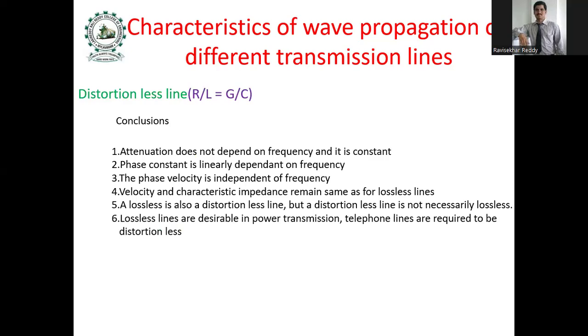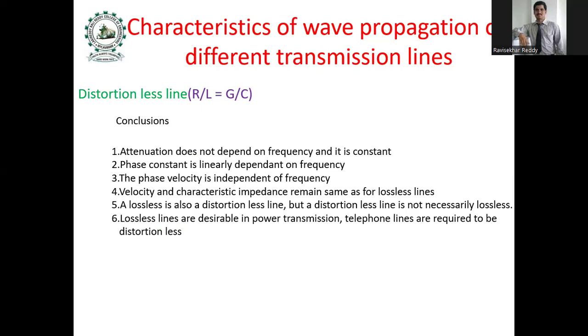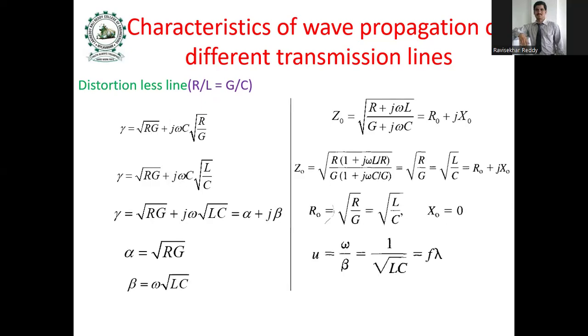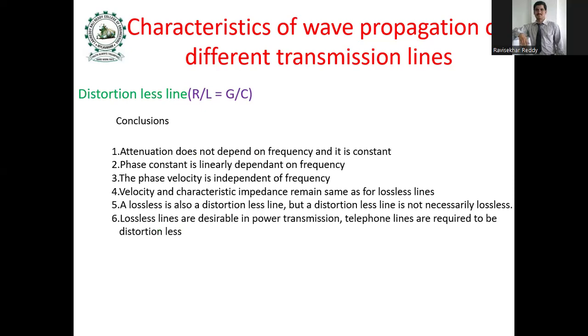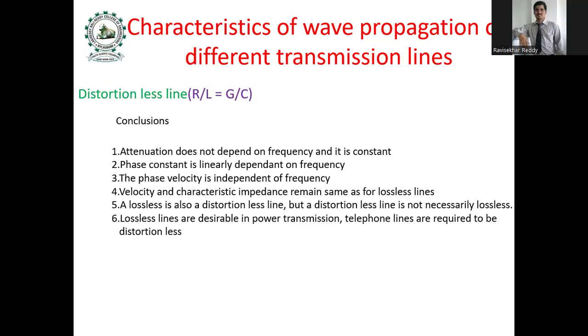So final conclusions for distortionless transmission line. First one is attenuation does not depend on frequency and it is constant. So here alpha not equal to 0 and it is constant, independent of frequency. Alpha equal to square root of RG. Phase constant beta equal to omega square root of LC. Phase constant is linearly dependent on frequency. Phase velocity is equal to 1 by square root of LC. It is independent of frequency.